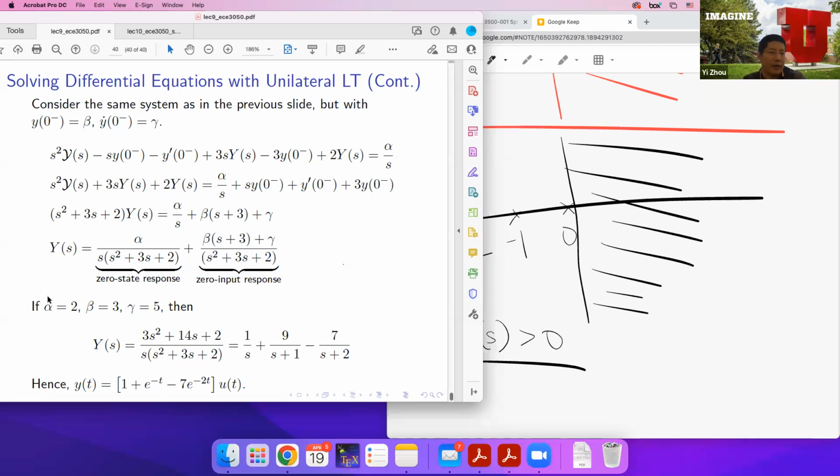And then this is a general result. So in the end, if you give me a specific input and specific initial conditions, I can have a specific unilateral transform of the output. And from there, I can figure out the inverse, find out the real output signal.